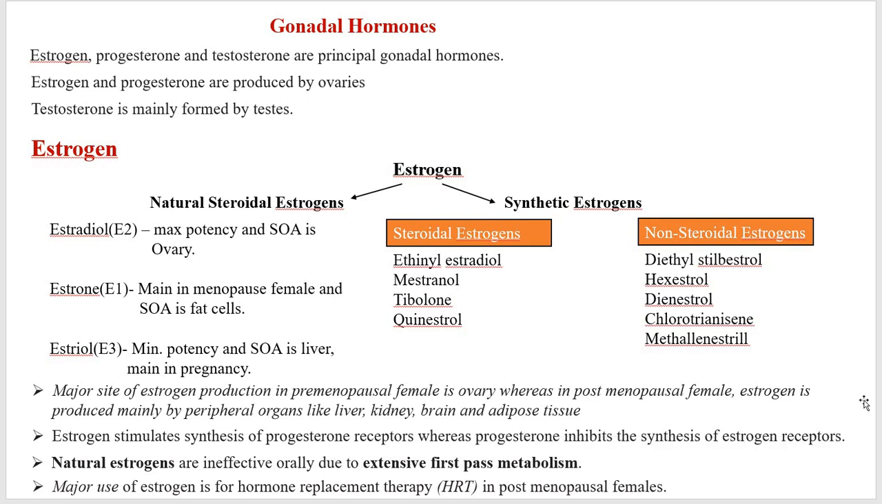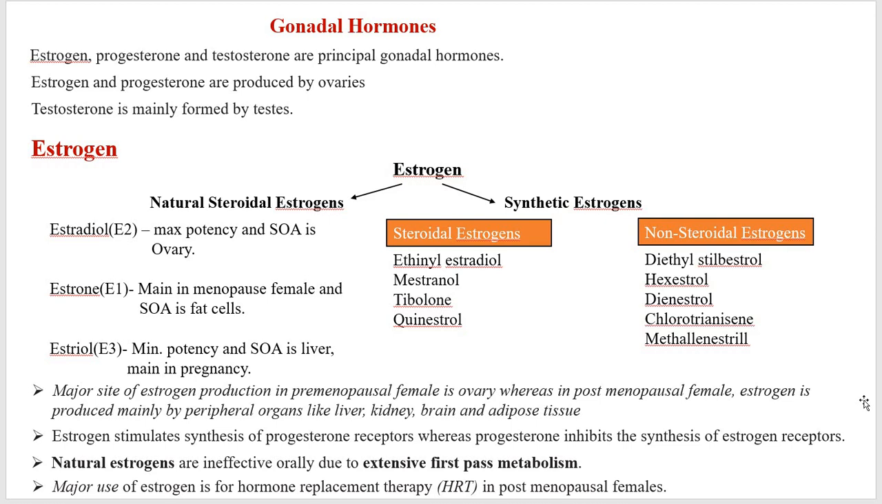The gonadal hormones estrogen, progesterone, and testosterone are the principal gonadal hormones. Estrogen and progesterone are produced by the ovaries. Testosterone is mainly formed by the testes.